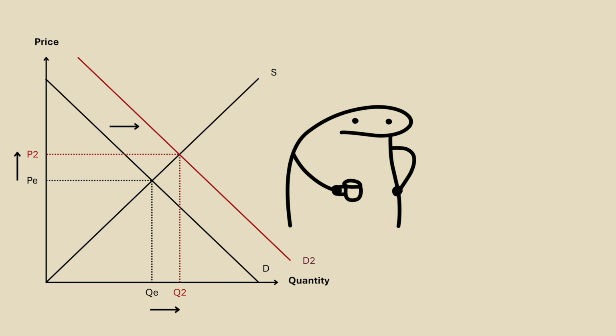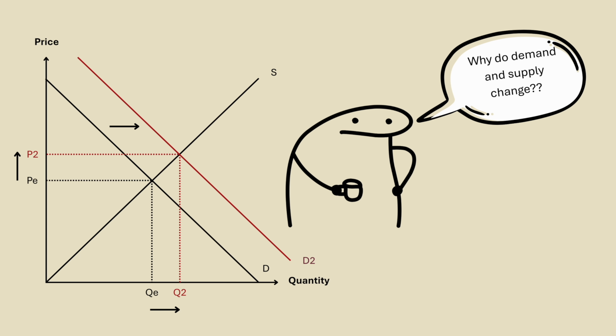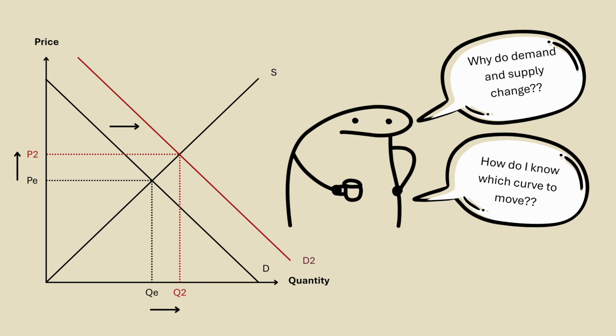Okay, so you've heard about changes in demand or changes in supply, but I don't even really understand it. Why do demand and supply change? How do I know which curve to move? It's so confusing. I don't get which curve I'm meant to move and in what direction. Don't stress. By the end of this video, you'll know the answer to your woes.